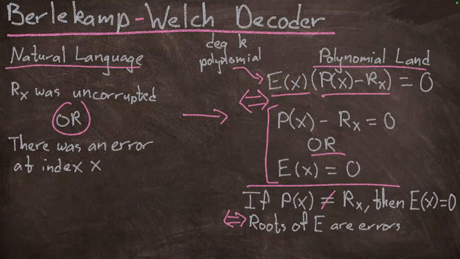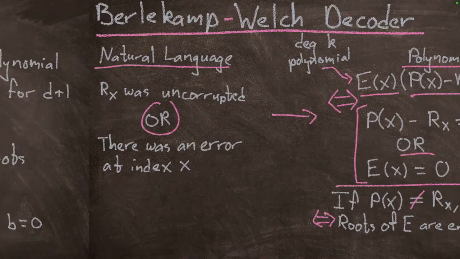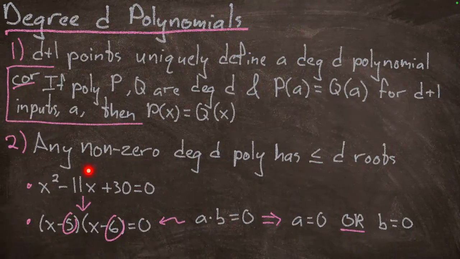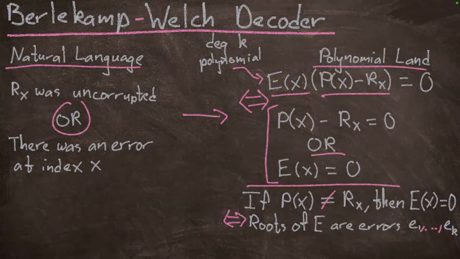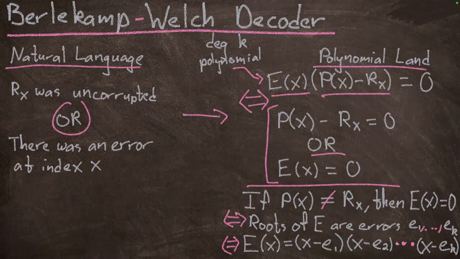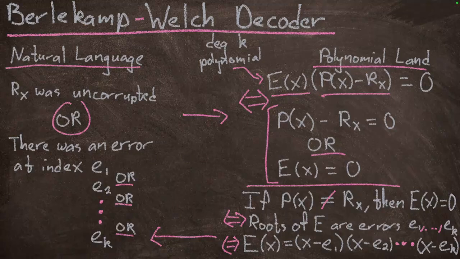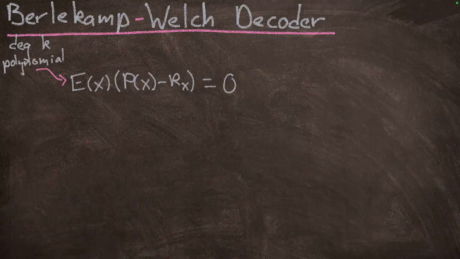That's what it says for P of x to not equal R of x. The roots of E are the errors. And what do we know? Any non-zero degree D polynomial has at most D roots. So if we know that, we know what the roots look like. It's going to be E1 all the way through EK. Let's call those the errors. And that happens if and only if, and this is going to be a little hard to see, E of x is equal to x minus E1 times x minus E2 all the way to x minus EK. That's the form it has. And if we translate this back to natural language, what this says is there was an error at these indices.